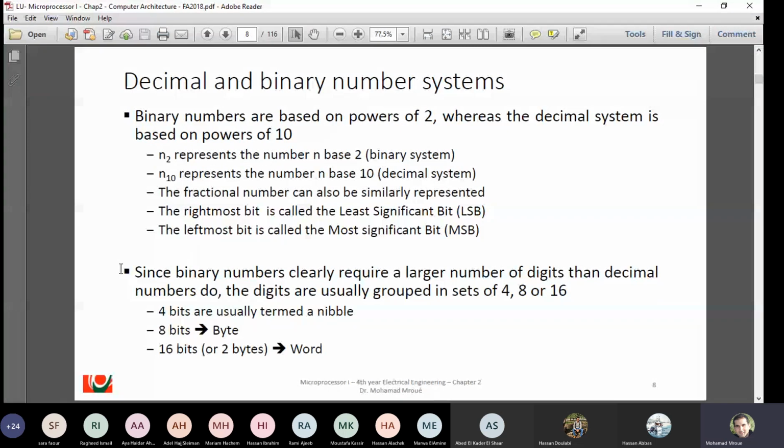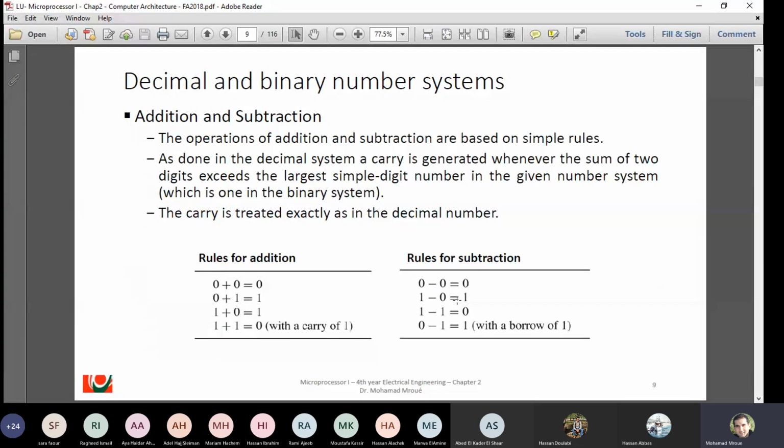Since binary numbers clearly require a larger number of digits than decimal numbers do, the digits are usually grouped in sets of 4, 8, or 16. So 4 bits are usually termed a nibble. Okay, every 4 bits together we call a nibble. Every 8 bits together is a byte. 16 bits together is a word or 2 bytes. Most of the time we use the term byte, meaning 8 bits.